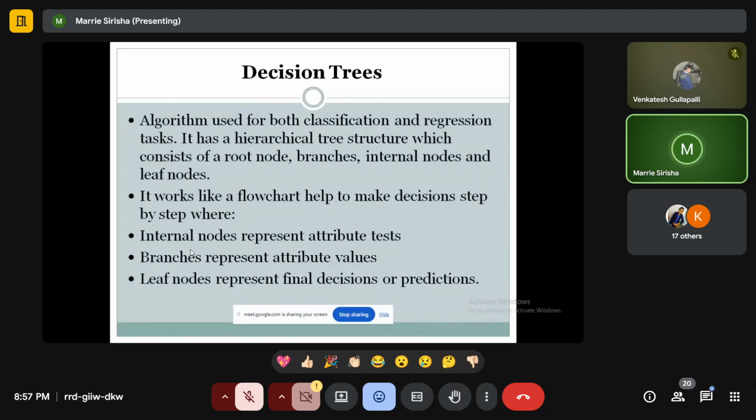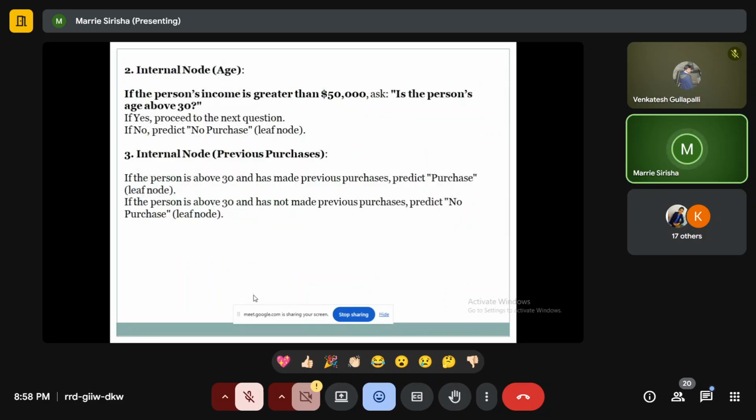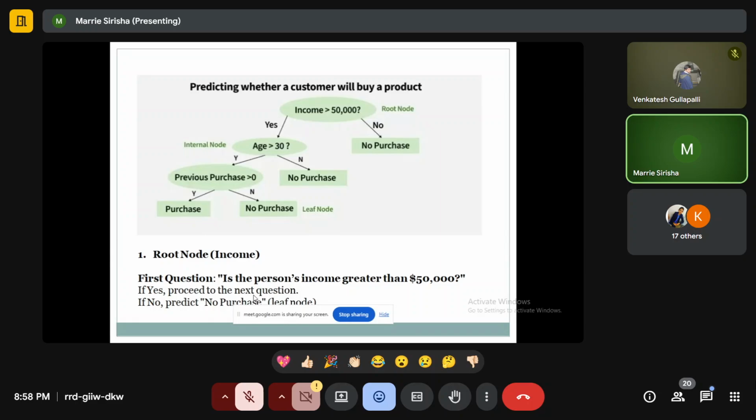Nodes represent attribute tests, branches represent attribute values, and the leaf node is nothing but your final prediction. So these three terms are important, and if you explain with an example, it will be more clear. And you have to elaborately explain what is root node, what is internal node, and what is leaf node.